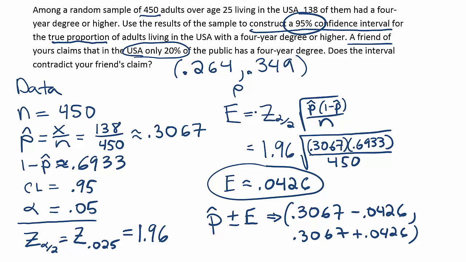So this friend of yours that said it's only 20% doesn't seem like he's correct, because the percentages here seem to range from 26 to 35% approximately. So it's somewhere within that interval. And our sample proportion, by the way, was close to 31%. So it appears that it's probably higher than 20%. So yes, the interval does contradict your friend's claim.